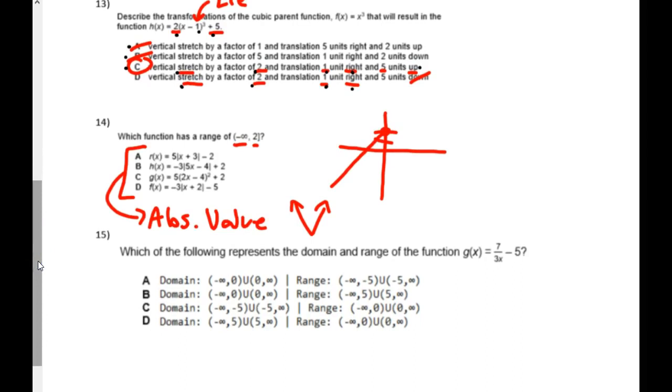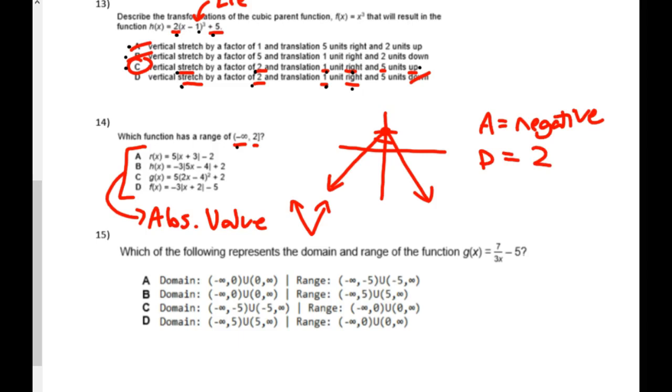14, we're saying which function has a range like this, from -infinity up to 2. So if it goes from -infinity up to 2, it's going to look just like this. Okay? Now that means it reflected down. That means the A value has to be negative. The number way out front has to be negative. And if it goes up to +2, then your D value has to be 2.